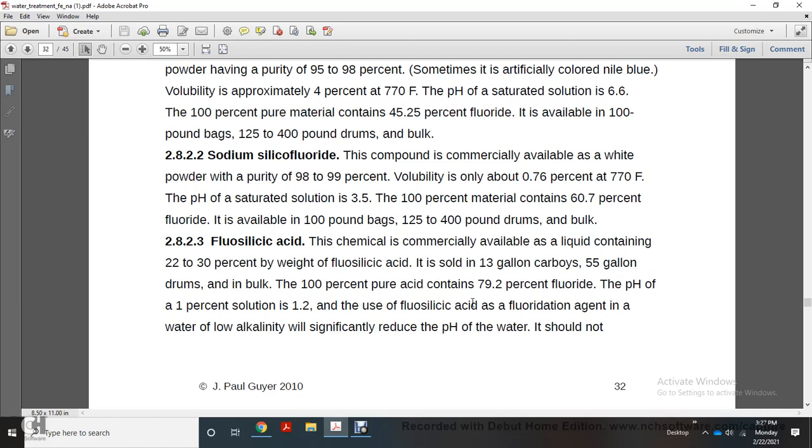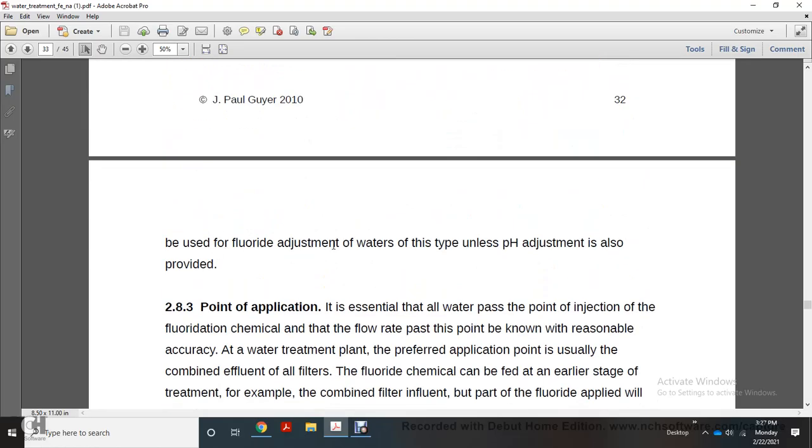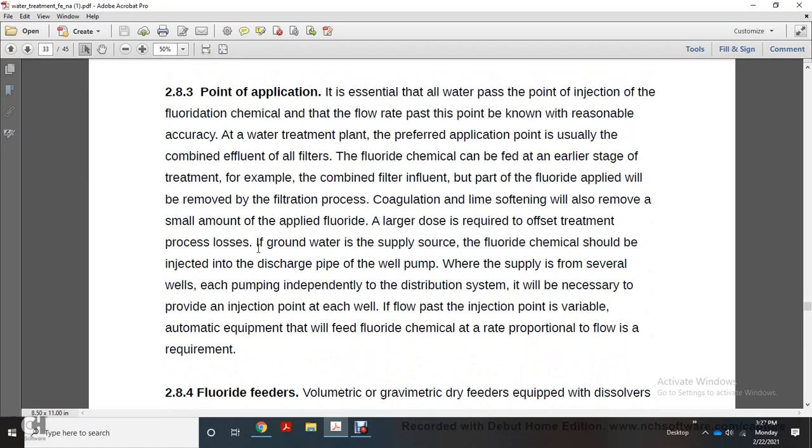When using fluorosilicic acid as a fluoridation agent in water with low alkalinity, it will significantly reduce the pH of the water. It should not be used for fluoride adjustment of such water unless pH adjustment is also provided.